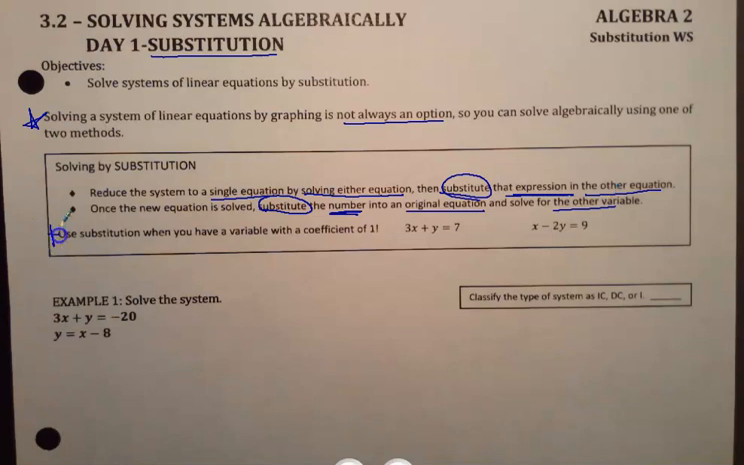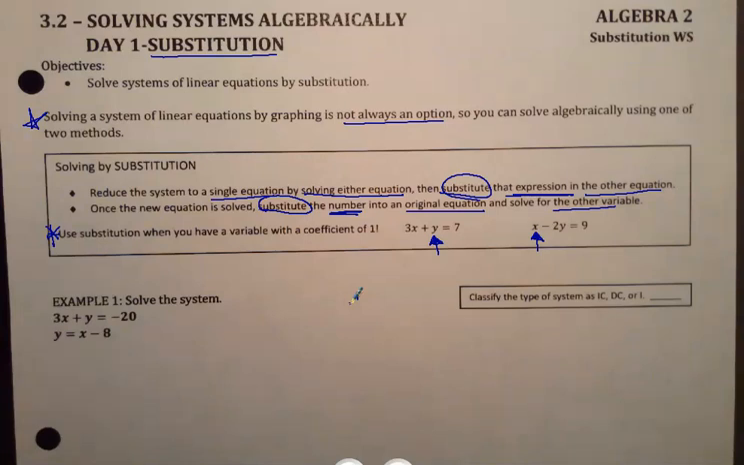We use substitution when you have a variable with a coefficient of 1. So if we look at this example, 3x plus y equals 7, this y has a coefficient of 1. It's a perfect time to use substitution. If we look at this equation, x minus 2y equals 9, the x has a coefficient of 1. It's a perfect time to use substitution. You can use it other times, but that's the ideal situation when to use it.